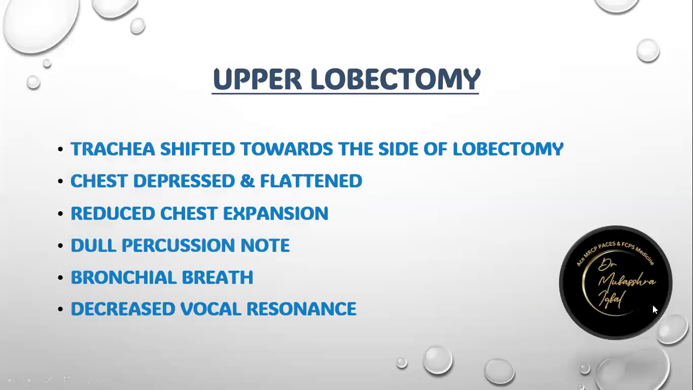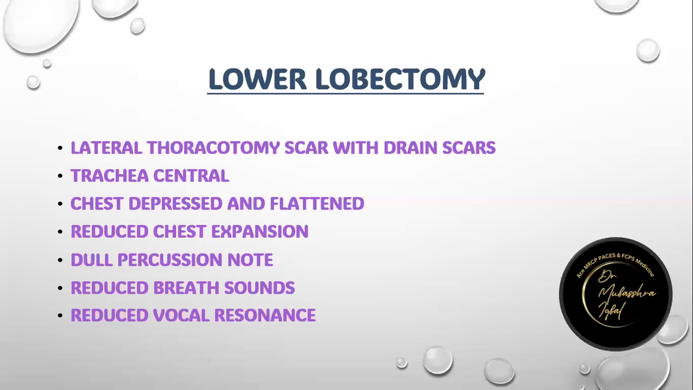Okay, now coming towards the lower lobectomy. What findings can you get in case of lower lobectomy? Again, the same lateral thoracotomy scar with drain scars. Trachea will be central. So remember, the trachea is central, and there is a lateral thoracotomy scar on the back of the chest. It will give you a clue that it might be a case of lower lobectomy.